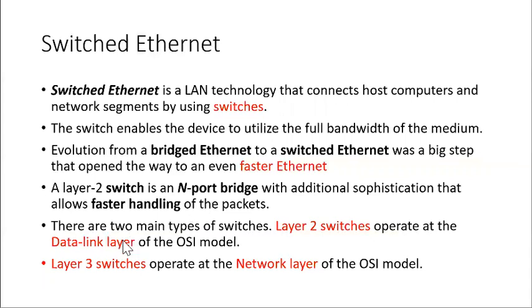There are two main types of switch: the layer 2 switch and the layer 3 switch. The layer 2 switch operates at the data link layer of the OSI model. These layer 2 switches are also known as Ethernet switches, and they do the forwarding of the packet. Then you have another one called the layer 3 switch. This one operates at the network layer and functions similar to a router, where the packet can be forwarded to another network. So please do not get confused between the layer 2 switch and the layer 3 switch.